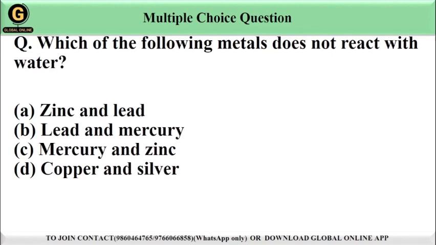Next question is, which of the following metal does not react with water? Options are given: zinc and lead, lead and mercury, mercury and zinc, copper and silver. Copper and silver do not react with water under normal conditions. These metals are relatively unreactive with water. On the other hand, metals like zinc and lead can react with water under certain conditions. And mercury is a liquid at room temperature and does not react with water either. However, copper and silver remain unaffected. So the correct option is option D, copper and silver.